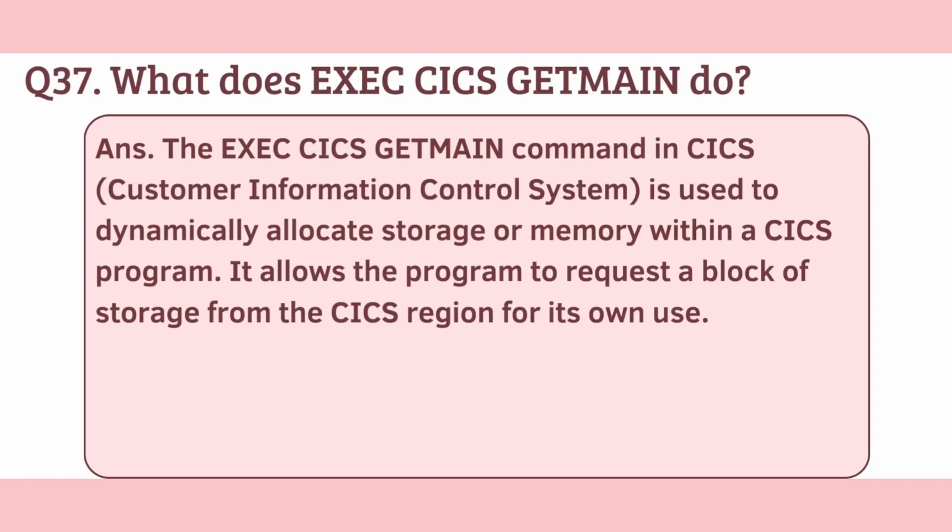Okay, so moving on to question number 37. What does EXEC CICS GETMAIN do? The answer is, the EXEC CICS GETMAIN command in CICS is used to dynamically allocate storage or memory within a CICS program. It allows the program to request a block of storage from the CICS region for its own use.